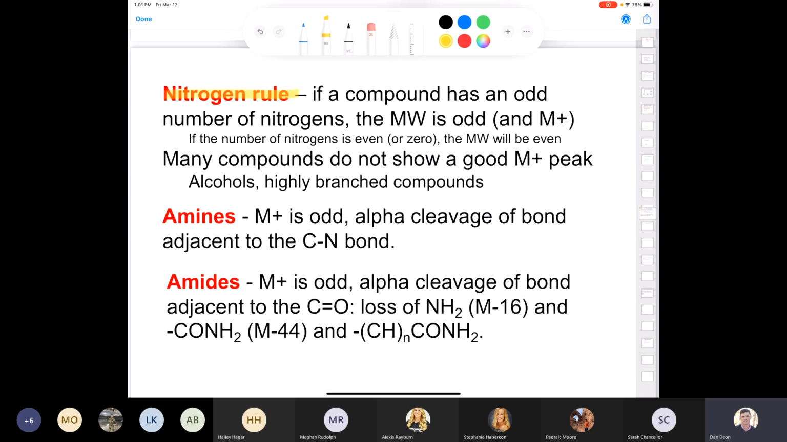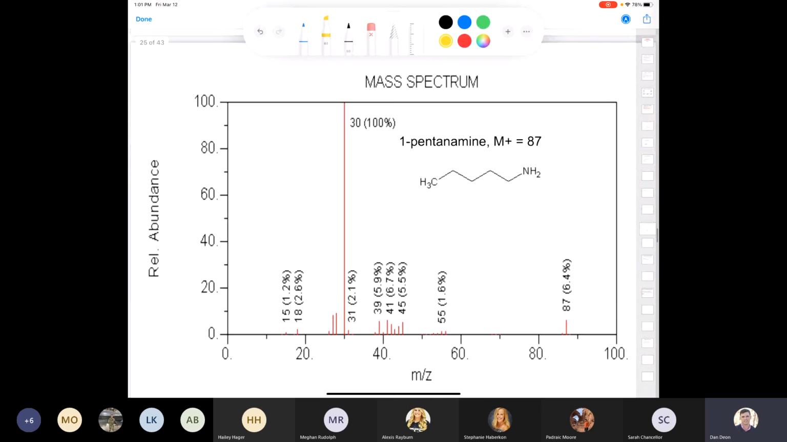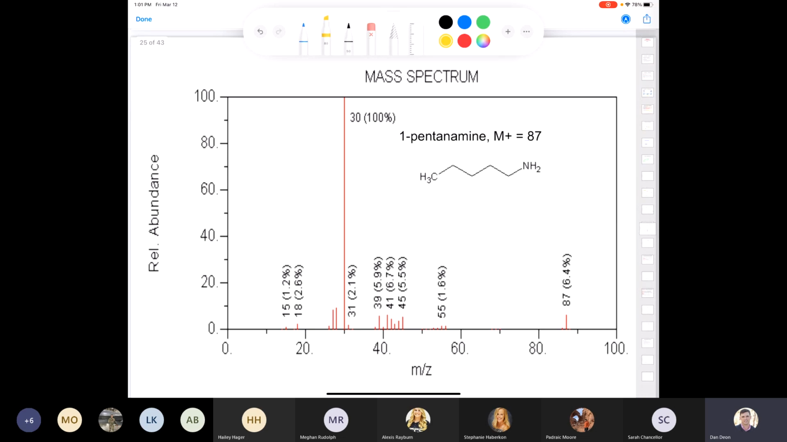Okay, so let's get into some functional groups. What about an amine? First of all, if you have an odd number of nitrogens, you're going to have an odd molecular ion, and we can also have alpha cleavage of the bond that's adjacent to the carbon-nitrogen bond. Let's take a look at the mass spectrum of an amine. So I want to skip ahead here to this molecule, which is 1-pentanamine.